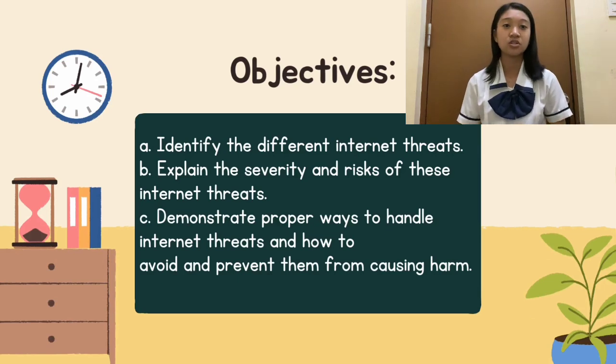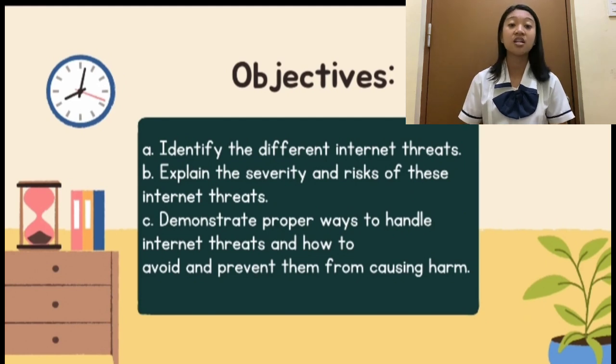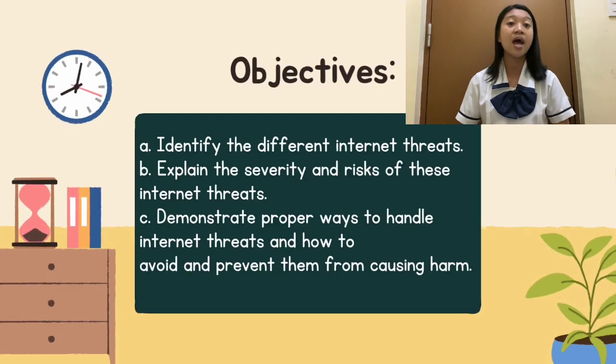For today's lesson, we have here our objectives. Letter A, identify the different internet threats. Letter B, explain the severity and risks of these internet threats. And letter C, demonstrate proper ways to handle internet threats and how to avoid and prevent them from causing harm.